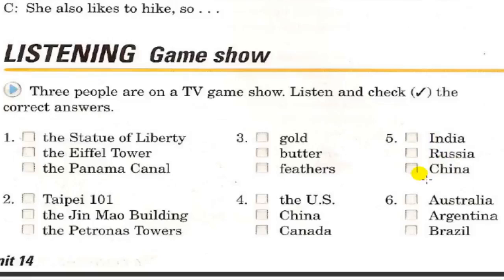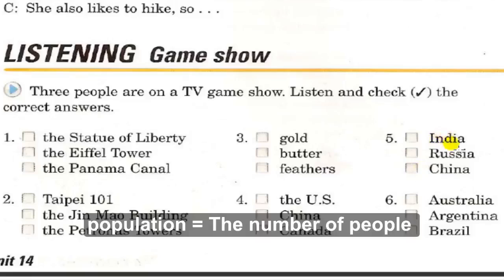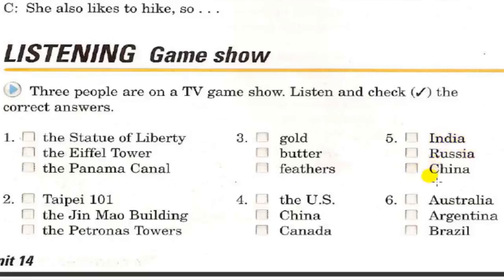Which country has the largest population? Population, the number of people. India, Russia, or China? China has the largest population. China has the largest number of people. Question number 6.